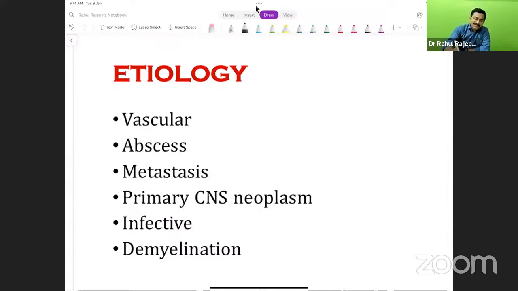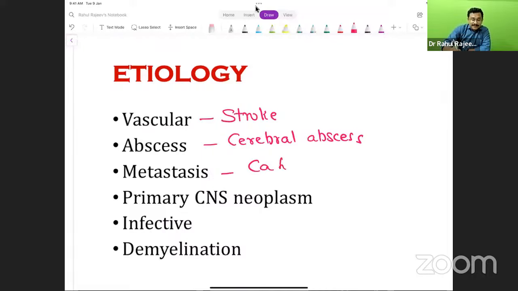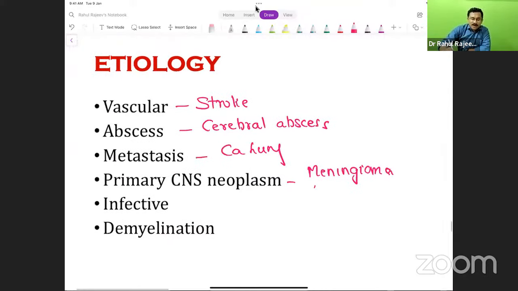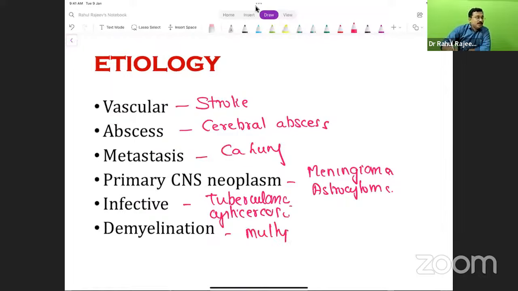Vascular cause means there is a blood vessel affection. Essentially, I'm talking of a stroke. Abscess means cerebral abscess. Metastasis means most commonly from, say, CA lung metastasis. Primary CNS neoplasm means maybe a meningioma. It is not metastasis. It is actually originating inside the brain. That is known as a primary CNS neoplasm. Meningioma or astrocytoma, or infective like a tuberculoma, cysticercosis, or a demyelination like multiple sclerosis.